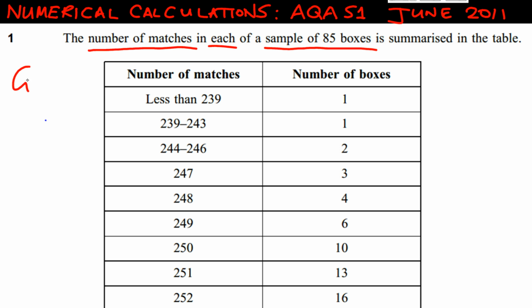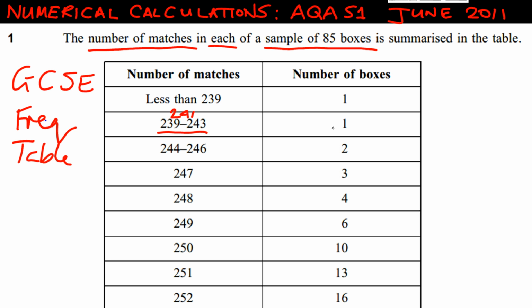Well, let's be clear, this is something we've seen in GCSE before, in year 11 and 10, and what we've got here is a frequency table. We will regularly see questions where they've got a range here, like there, a range of number of matches between 239 and 243. As in GCSE, later on we have to find the middle of that range to use. So in this case that would be 241. And then we've got the number of boxes within that range, in this case 1. And that's just repeated all the way down.